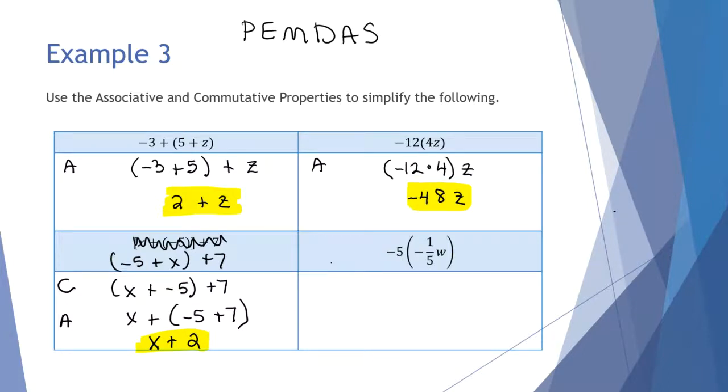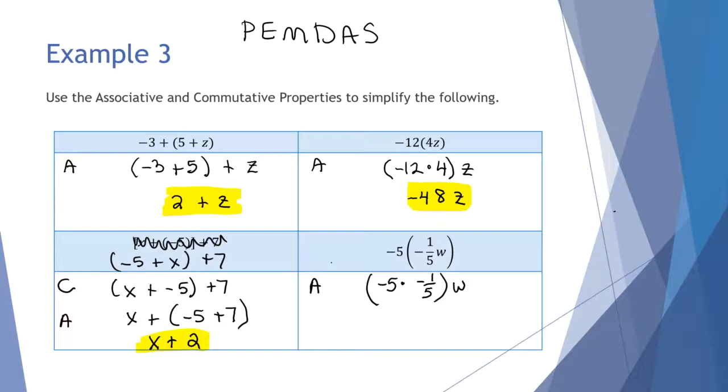Now the bottom right here. So I have -5 and then in parentheses -1/5 times w. So I'm taking a number times a variable. Can't really do that. So I need to shift where my parentheses are again so that I can multiply the numbers instead. So that's the associative property. So I'm going to rewrite this as -5 times -1/5. And then have the w. So I'm just moving my parentheses.